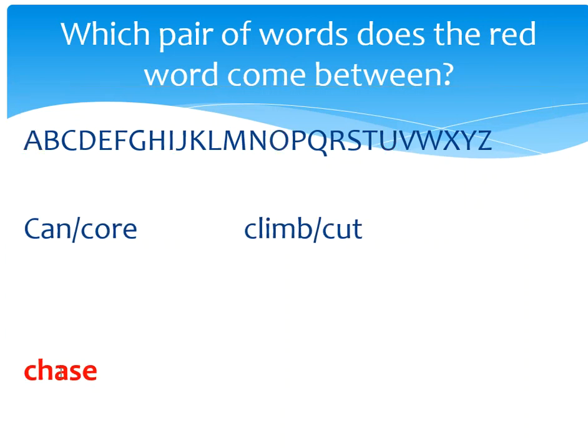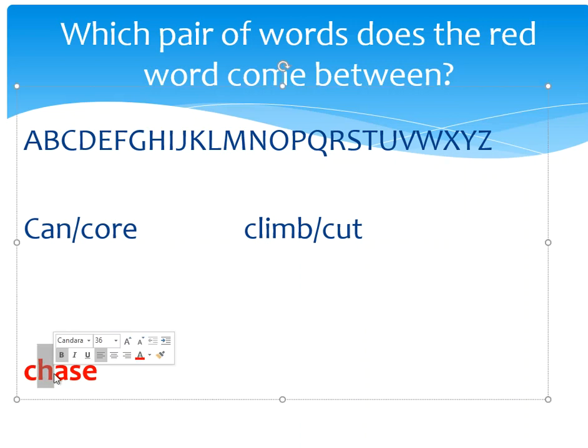Let's look now at can and core. CH. So can starts with CA. They all start with C. Core starts with O. CO. So does the H in chase, does that come between can, CA, and core, CO?